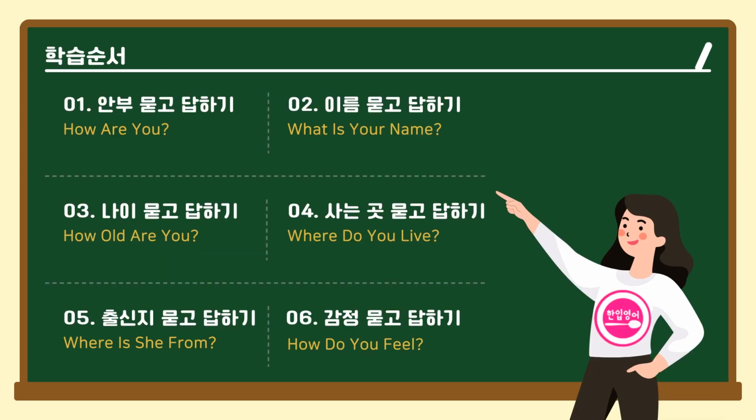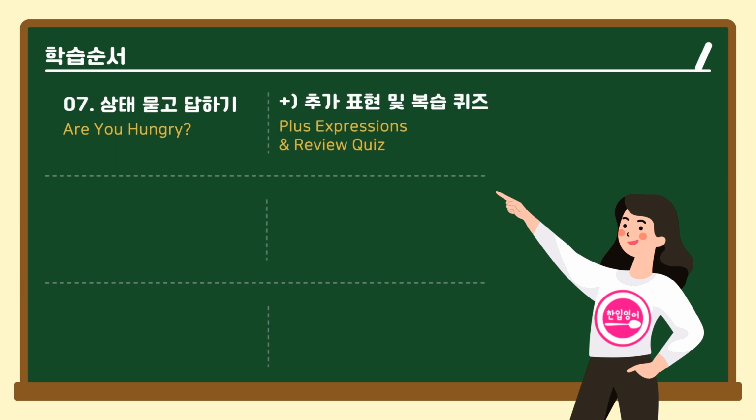이번 시간의 학습 순서는 다음과 같아요. 총 7개의 주제로 기초적인 영어 회화 표현을 학습할 거예요. 추가 표현 및 복습 퀴즈도 있으니 끝까지 집중해주세요.